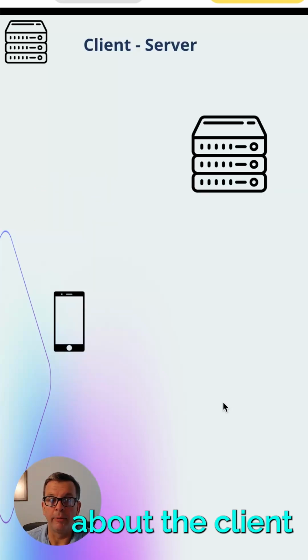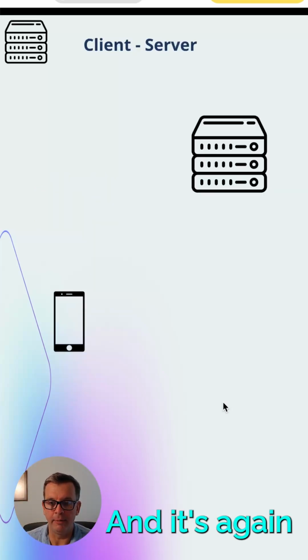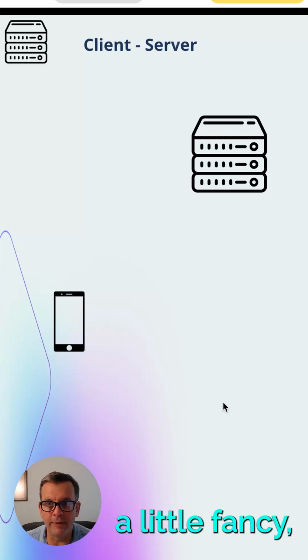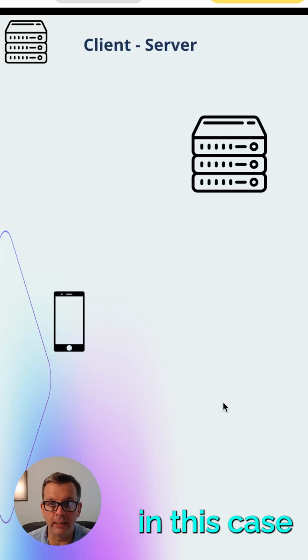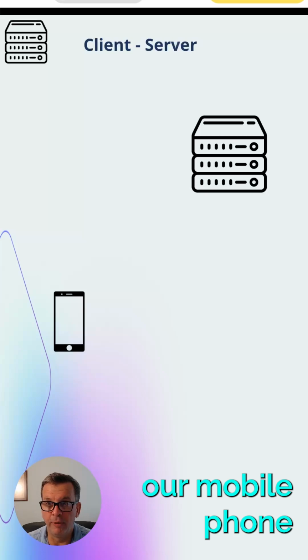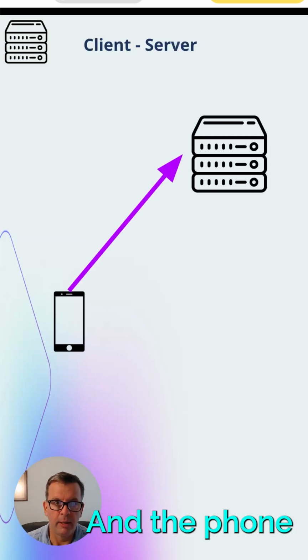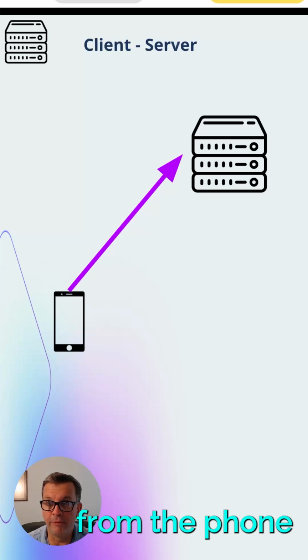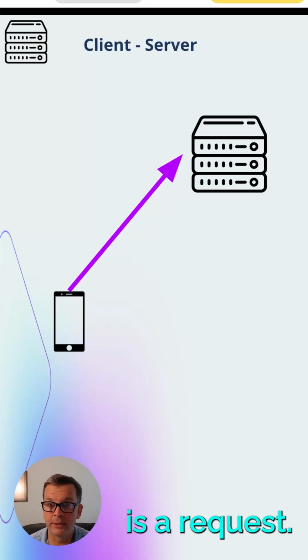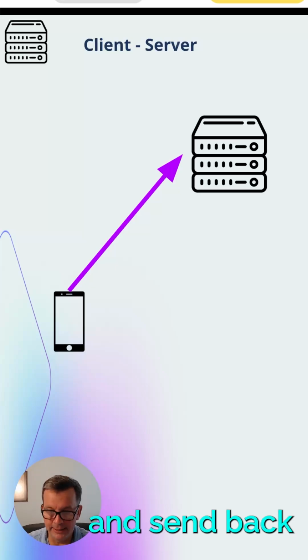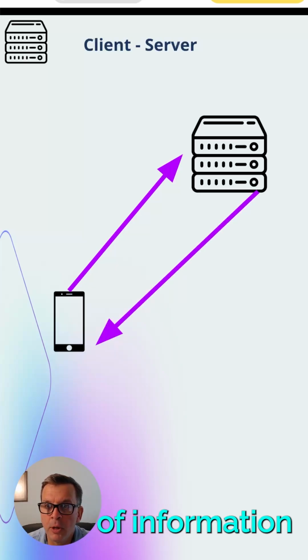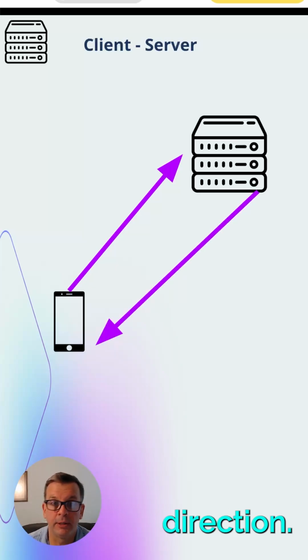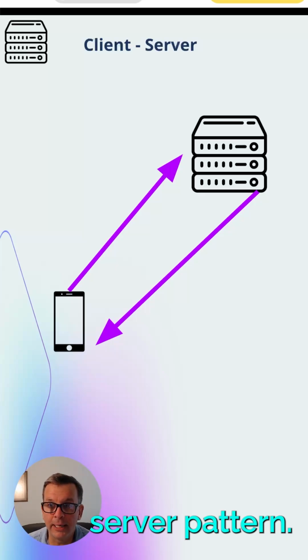Oftentimes you'll hear about the client server pattern, and it might sound a little fancy, but all it means is you have a client, in this case, our mobile phone, and a server, and the phone reaches out and makes a request. The arrow from the phone to the server is a request, and then the server will process that request and send back some kind of information in a response in this direction, and there you go. That's the client server pattern. It's just a request and a response.